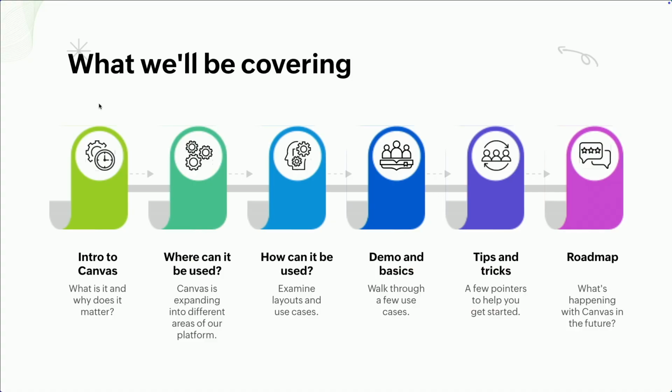So what are we going to be covering? We're going to, of course, tell you about Canvas. What is it and why does it matter within the system? Where it can be used. So we're constantly adding new areas where Canvas can be used. It was list views, it was custom list views, it's detail pages, and there's more coming. How can it be used? So this is, of course, important. We're not just creating a real pretty UI, but we're actually designing one that works better for you guys.